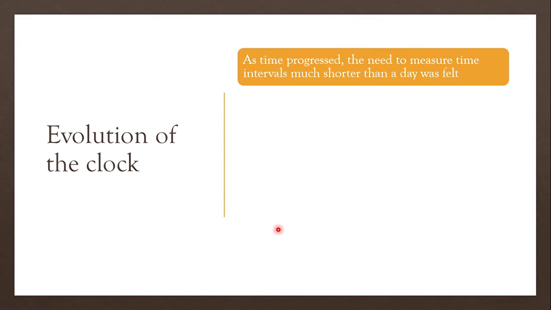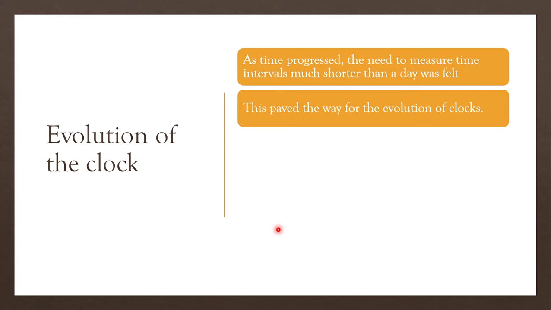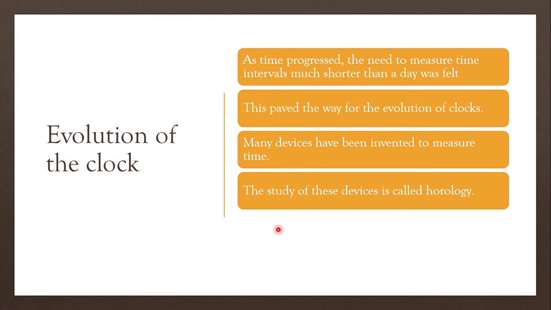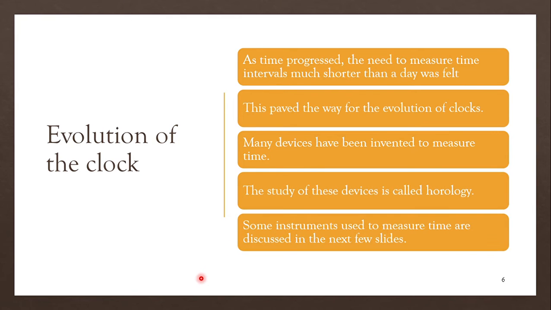Evolution of the clock. As time progressed, the need to measure time intervals much shorter than a day was felt. This paved the way for the evolution of clocks. Many devices have been invented to measure time. The study of these devices is called horology. Some instruments used to measure time are discussed in the next few slides.